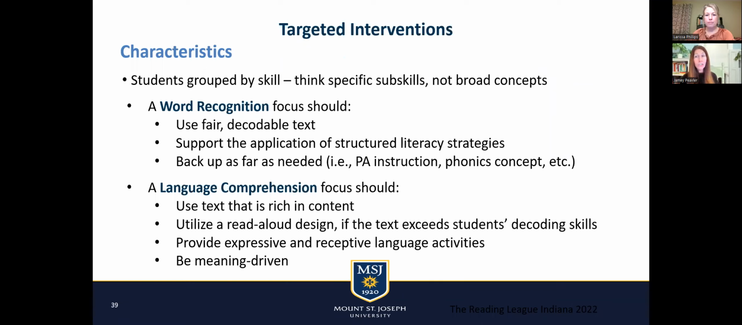And I need to make sure that when I'm doing language comprehension work, I am doing both expressive and receptive. So there's no benefit to me doing all the talking. Students have to practice the language that I'm teaching. And so my focus is going to be very meaning driven. So those two types of interventions should look very different.